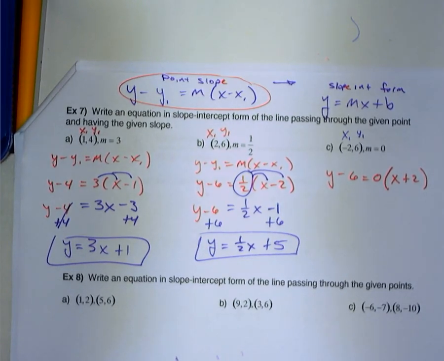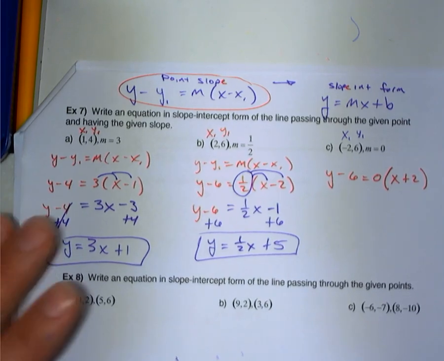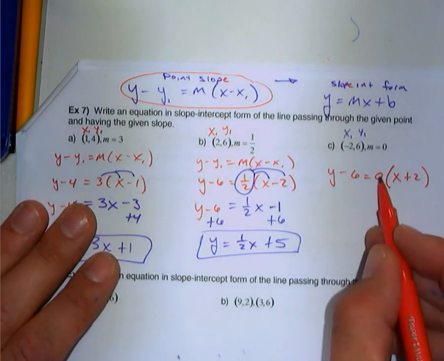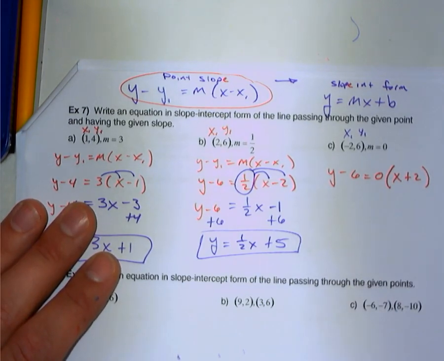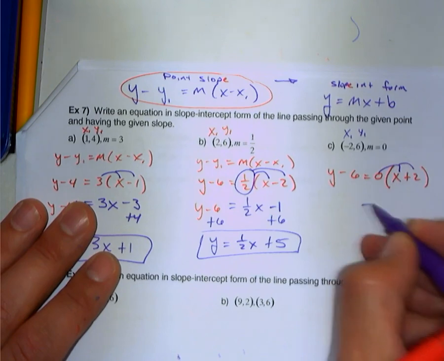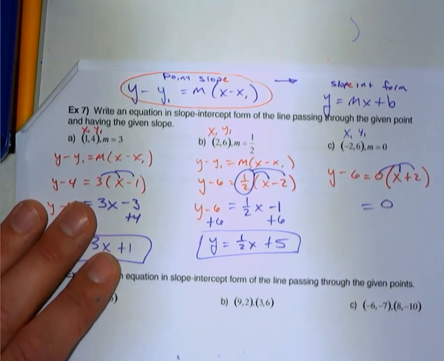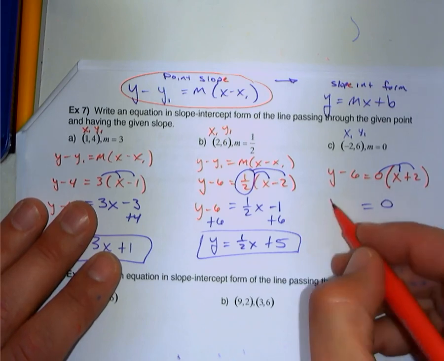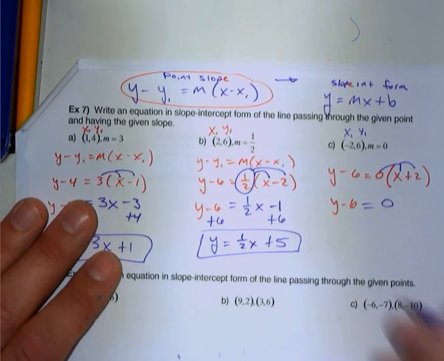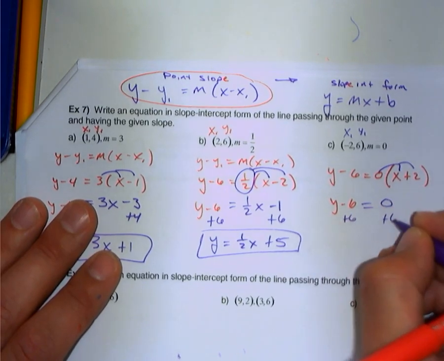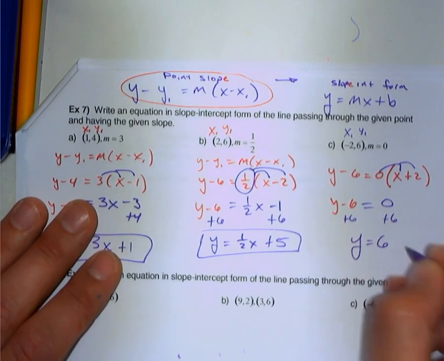So y minus y1 equals m times x minus x1. Over here, I would take 0 times each one, but what's 0 times anything? 0. 0 times x is 0, and 0 times 2 is 0. So now I have y minus 6 equals 0. What's my last step? Add the 6. Add the 6 over. So I've got y equals 6.